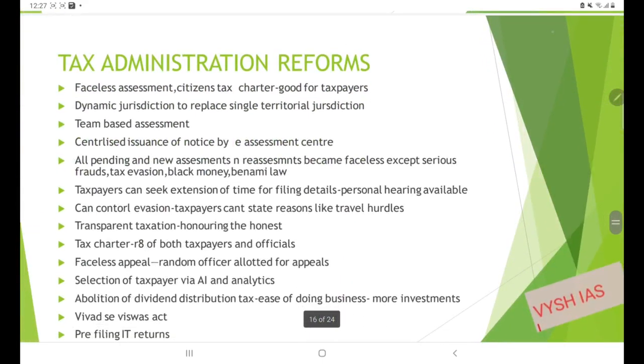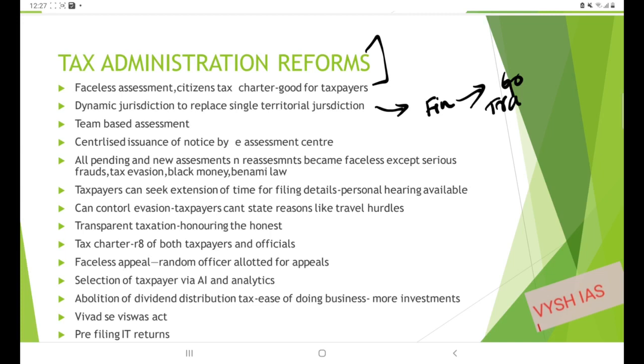Then we will be discussing some of the tax administration reforms also, so that you can incorporate the financial reforms in any questions relating to transparency of government, like governance. What is the efficiency of governance? What is the level of administrative efficiency? If such a question comes, you can include these tax administration reforms also.